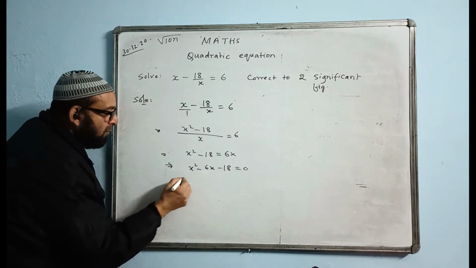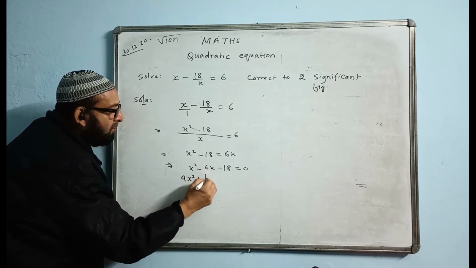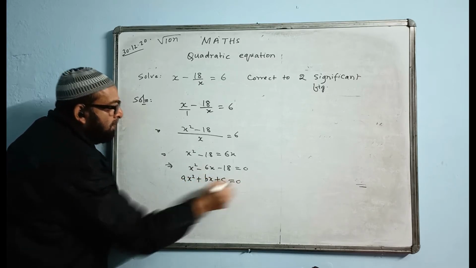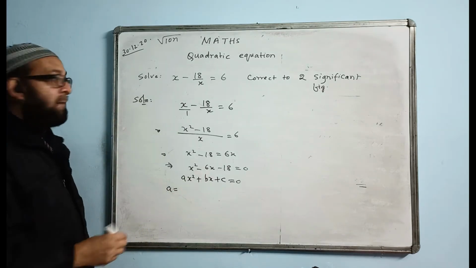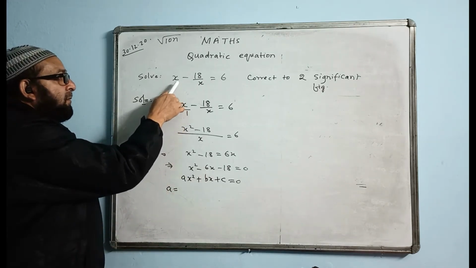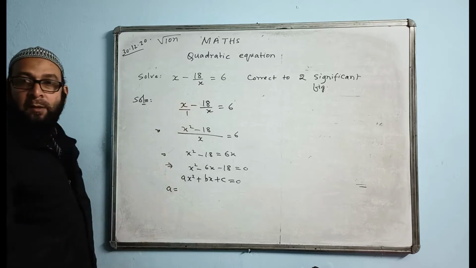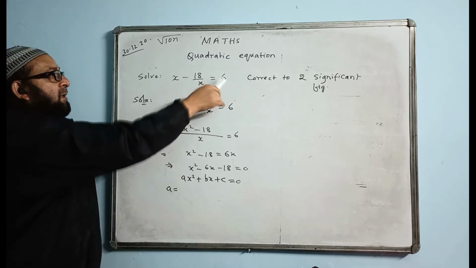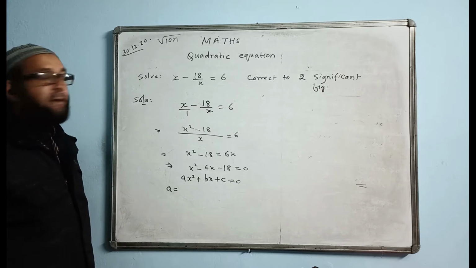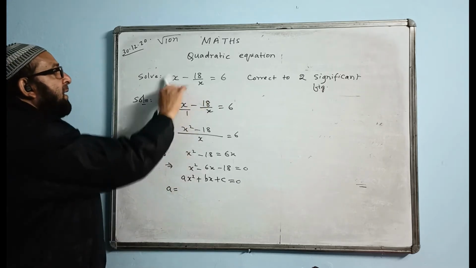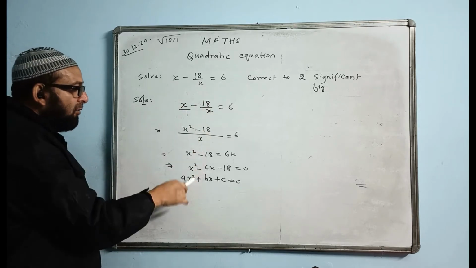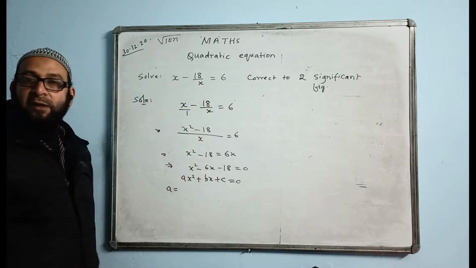Now, below this I write the standard equation. Take the value of a, b, c. Yeah, this is the question. Solve x minus 18 by x is equal to 6 and give your answer correct to two significant figures. So we are taking LCM, carrying on and getting the equation in the quadratic form.